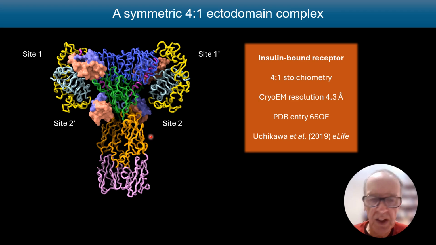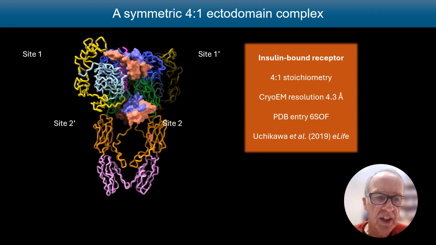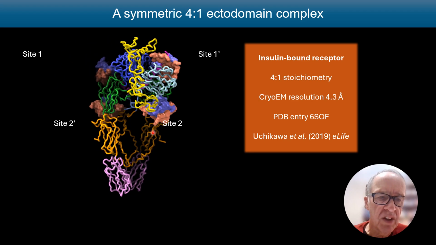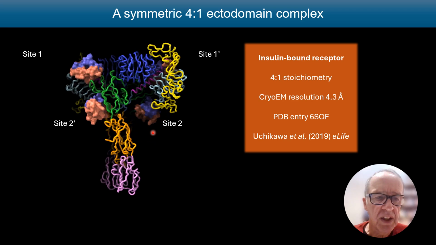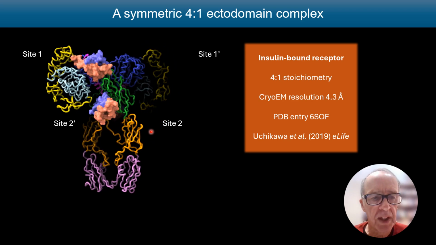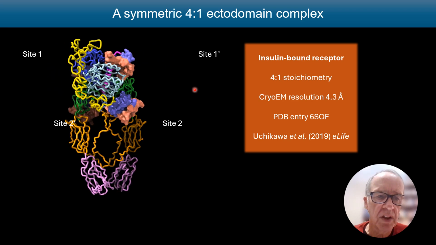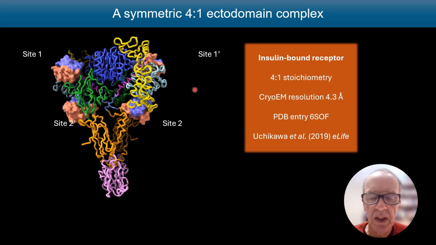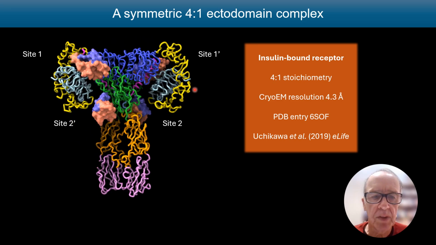I can just start the video so you can get a better view of how that is assembled. You can see the 4 insulins bound, but as I stress, this was obtained under saturating conditions. I think it's about a 20-to-1 insulin to receptor complex.